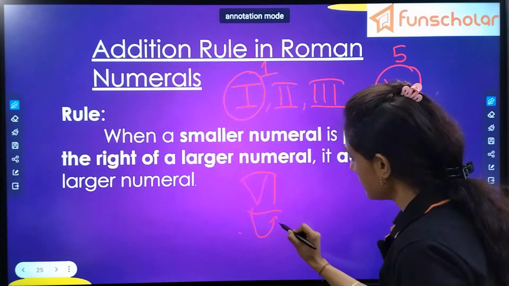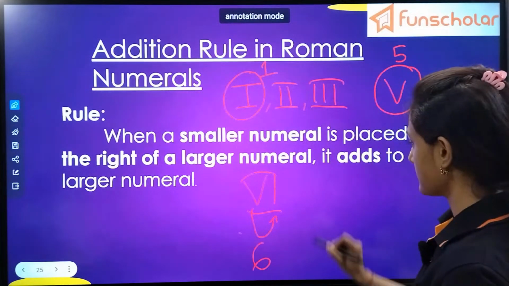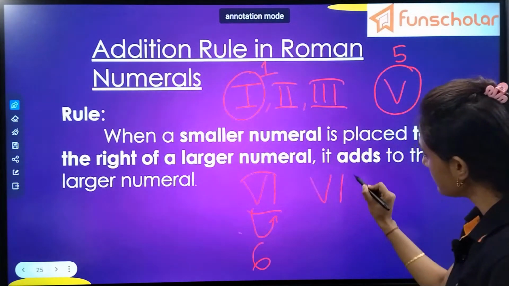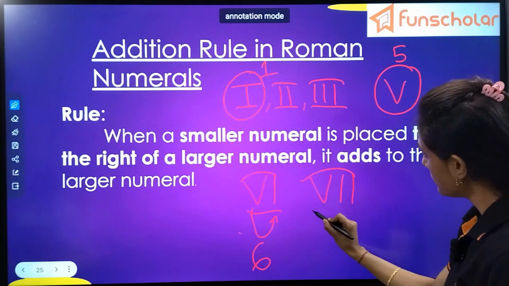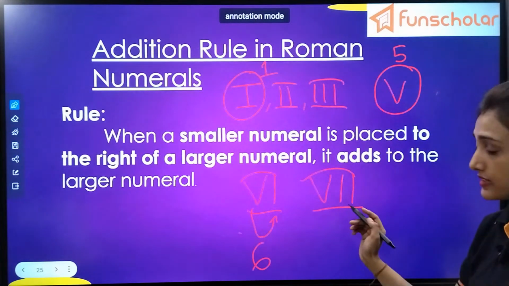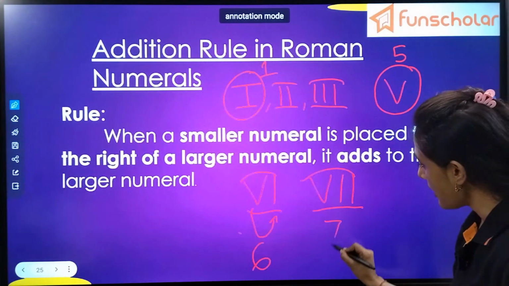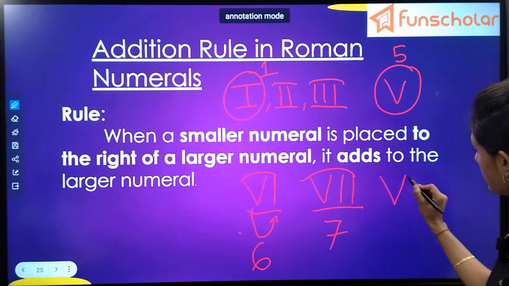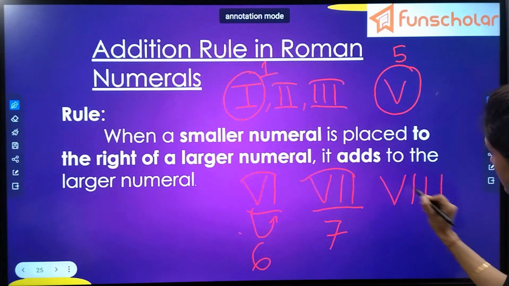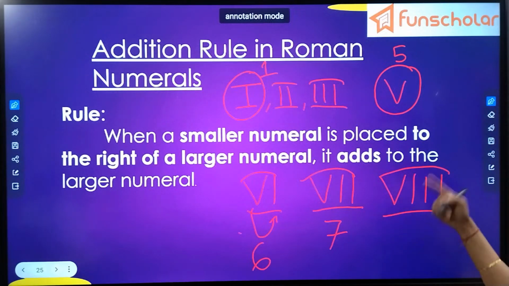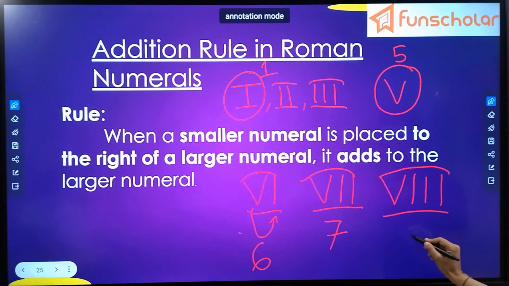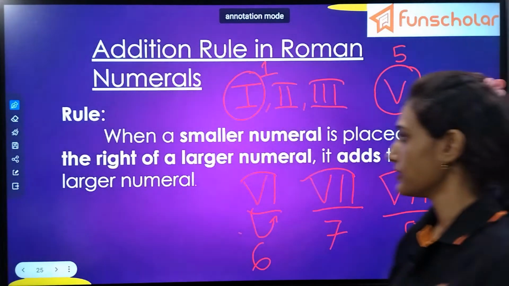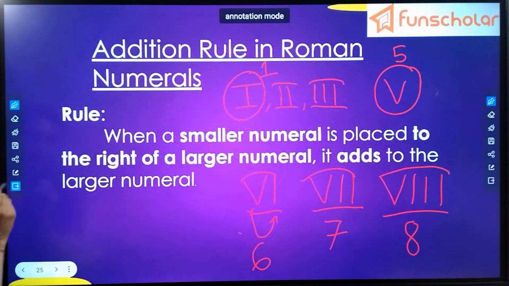This side, then it becomes 6. Now if we add 2 to the right side, then it will become 7. Now if we put 3 to the larger one, then it will become 8. Right? Understood? Okay. Let's understand with the example.